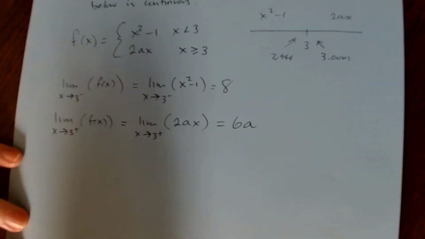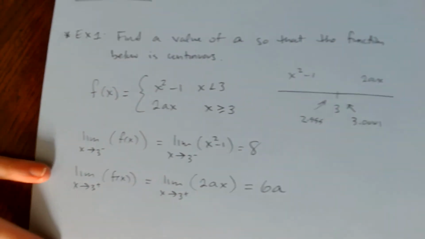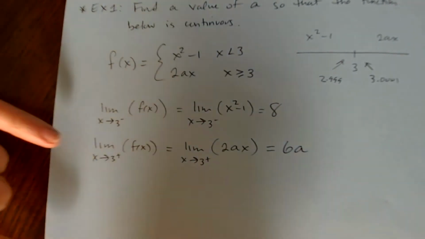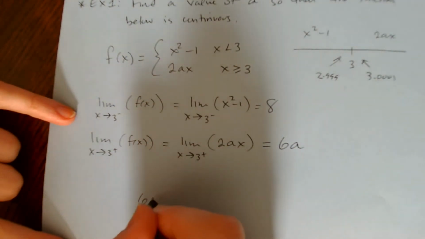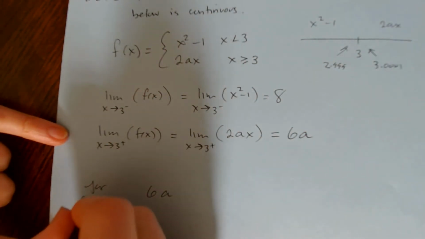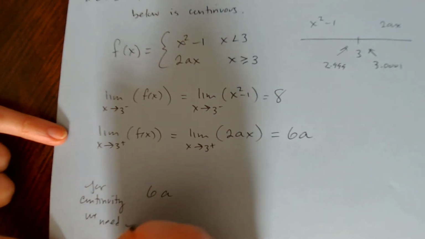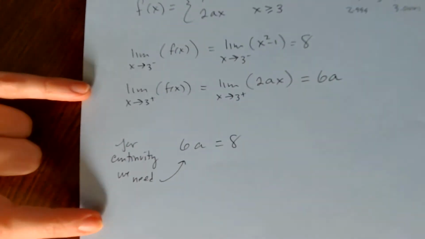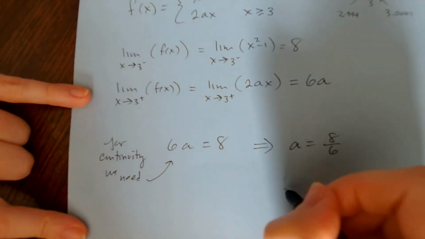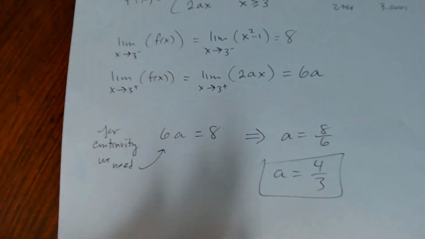All right, now guys, here's the thing. We want this function to be continuous, and the second condition of continuity says that the limit has to exist, which means that this left and right-hand limit have to equal each other. So for continuity, we need 6a to equal 8. All right, so a is 8 over 6. So a is 4/3.